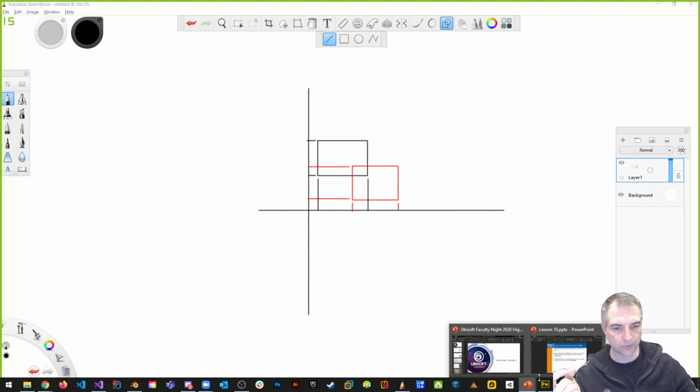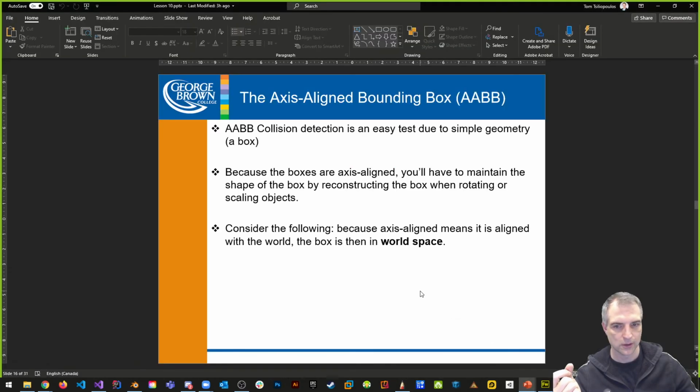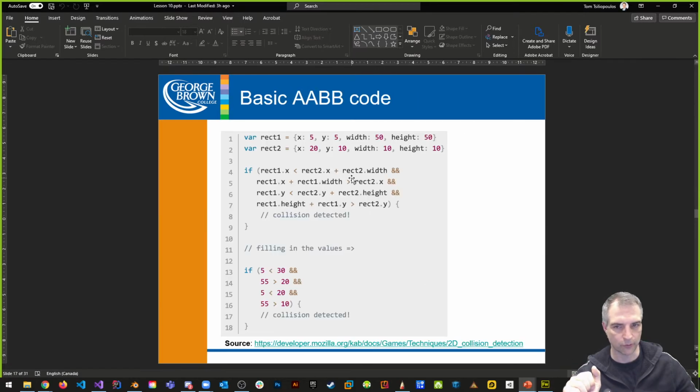And if you think about that, that's what it says in our little pseudocode. So they're going to be axis aligned in world space. All right? And here's our little pseudocode. We're basically doing the exact same thing. We're saying that, okay, I want to get the first rectangle. We define two rects in this pseudocode, where we have the x and y coordinates of the position of the first rect, and then you have your width and your height. And this position is the top left corner. 5, 5, with a width of 50 and a height of 50. Rect 2 is 20, 10, with a width of 10 and a height of 10.